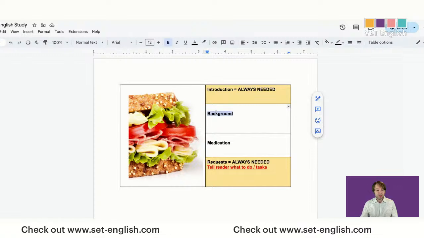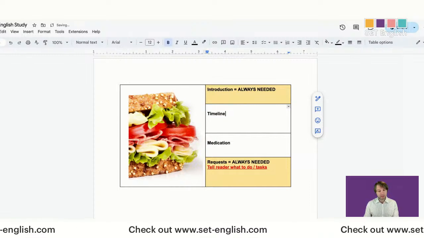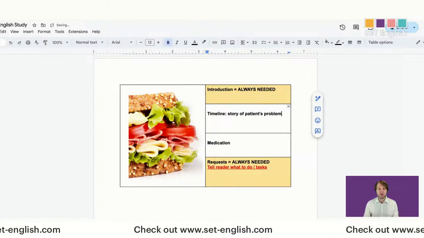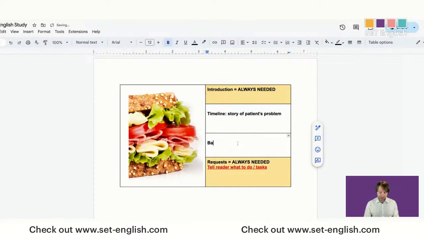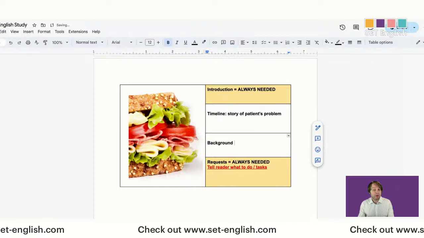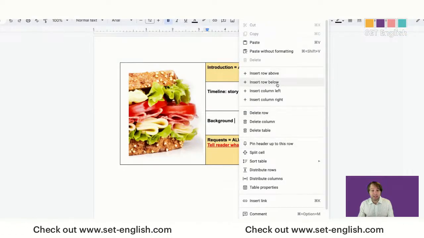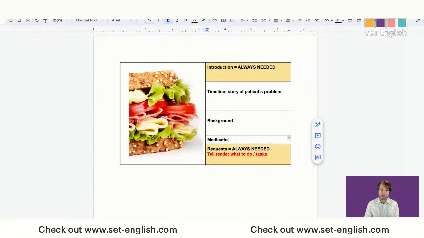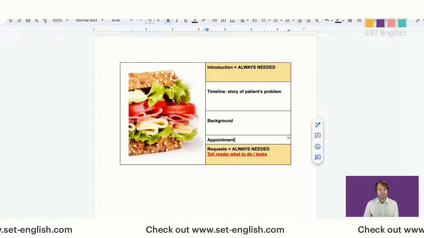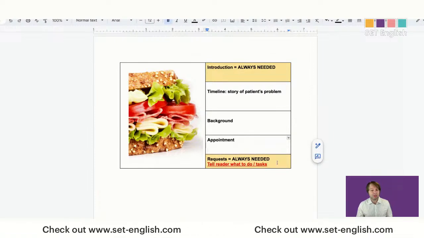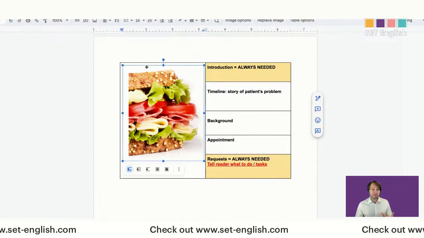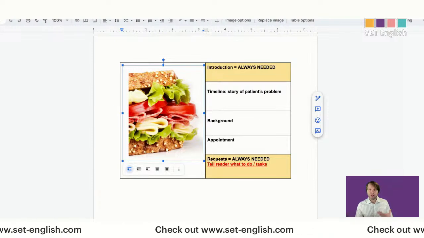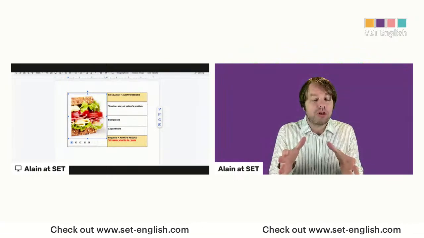What's important for the reader? Very often, we tend to write a sort of timeline paragraph here. This would be the story of the patient's problem, and then we'll often have a background paragraph here. Can we have more? Of course we can. Can I have another paragraph? Of course I could have a medication paragraph here. I could have an appointments paragraph, maybe just talking only about the appointments the patient has. You have flexibility, right?